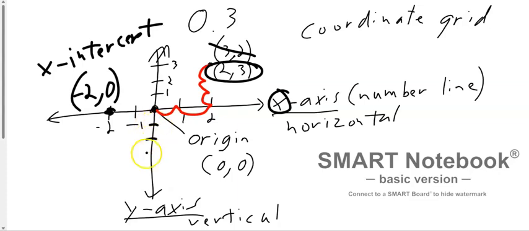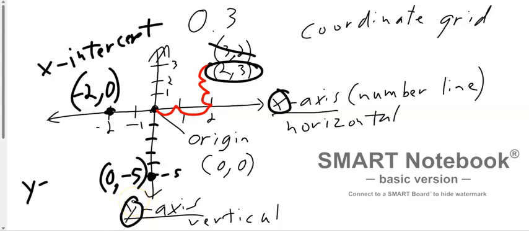Similarly, if we came down here, let's say to -5, and we put a point right here, well, the point here, we didn't go left or right, so we moved 0 spaces on the x-axis, and we just dropped 5 on the y. This one is called the y-intercept because it's on the y-axis. I'm just going to abbreviate that one.